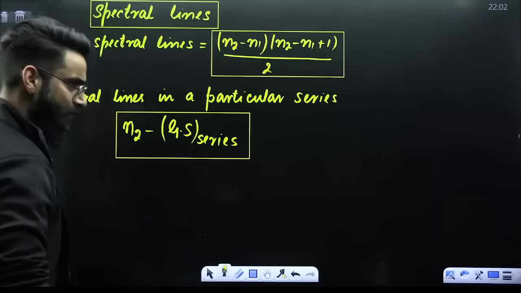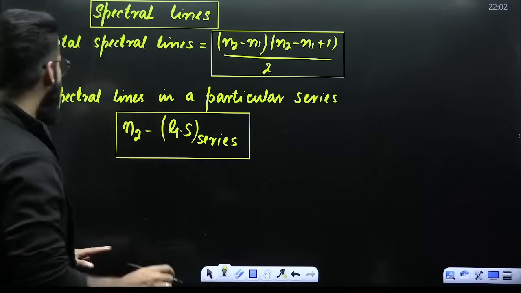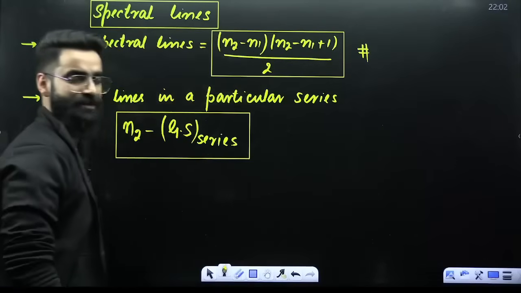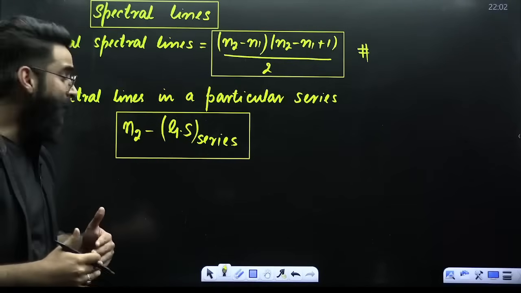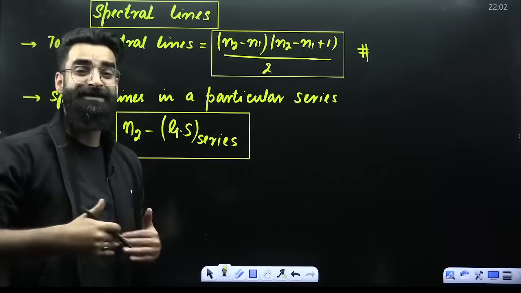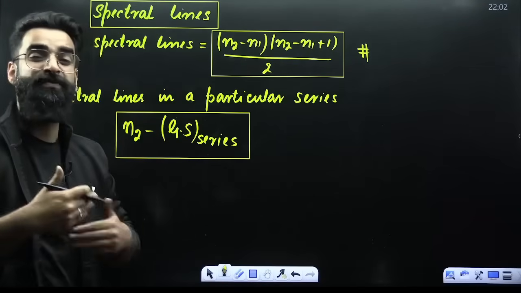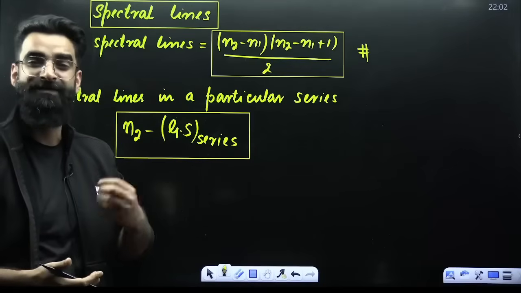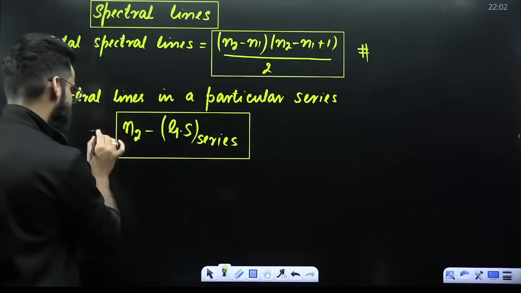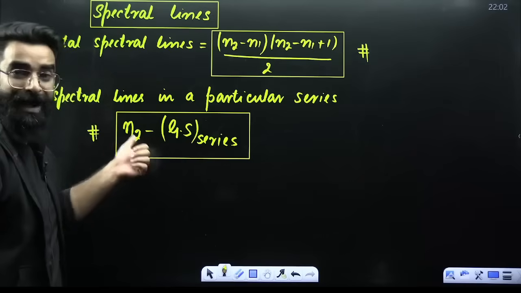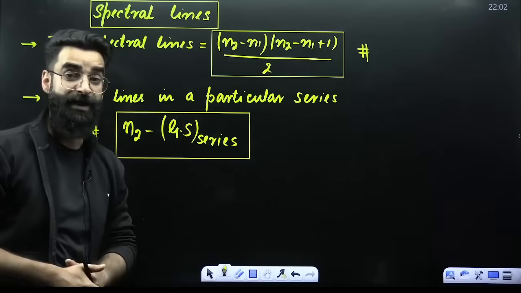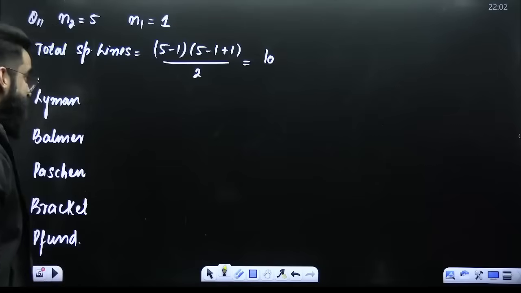Moving on to concept number 2. As you must all know, this is the formula to calculate the total number of spectral lines when the electron makes a transition. Now, my dear students, out of the total spectral lines, how many will fall into the Lyman series, how many into the Balmer series, and how many into the Paschen series? That's given by this formula: n2, the higher energy state, minus the ground state of that particular series we are talking about.